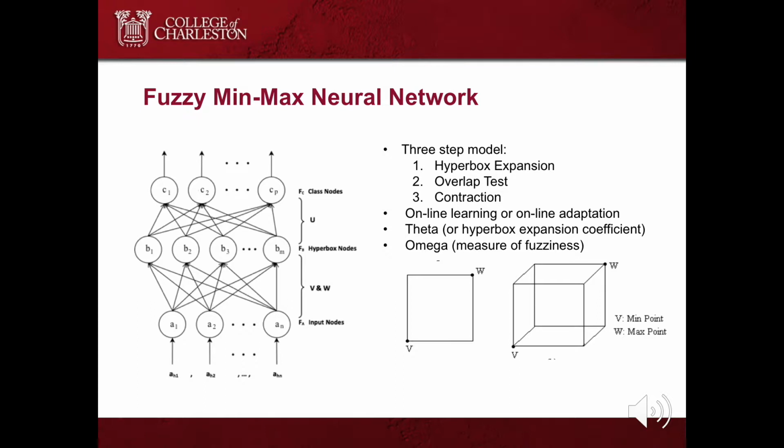The number of input nodes is equal to the number of features that you have. So if you have 3 features, you have 3 input nodes, and if you have 4 features, you have 4 input nodes. You can see an example of a hyperbox, a 2-dimensional and a 3-dimensional hyperbox. And the number of dimensions of the hyperbox is equal to the number of nodes in the input nodes layer, which is equal to the number of features that you have.